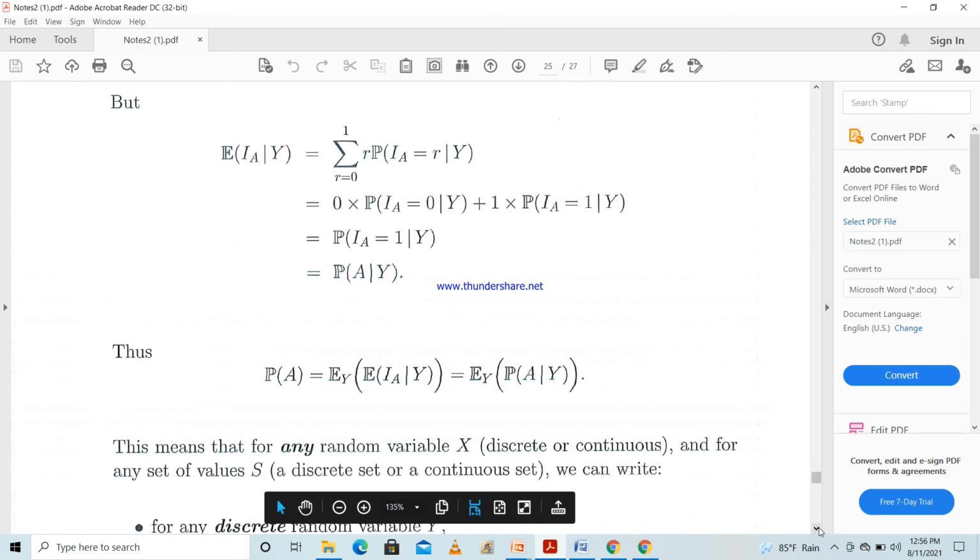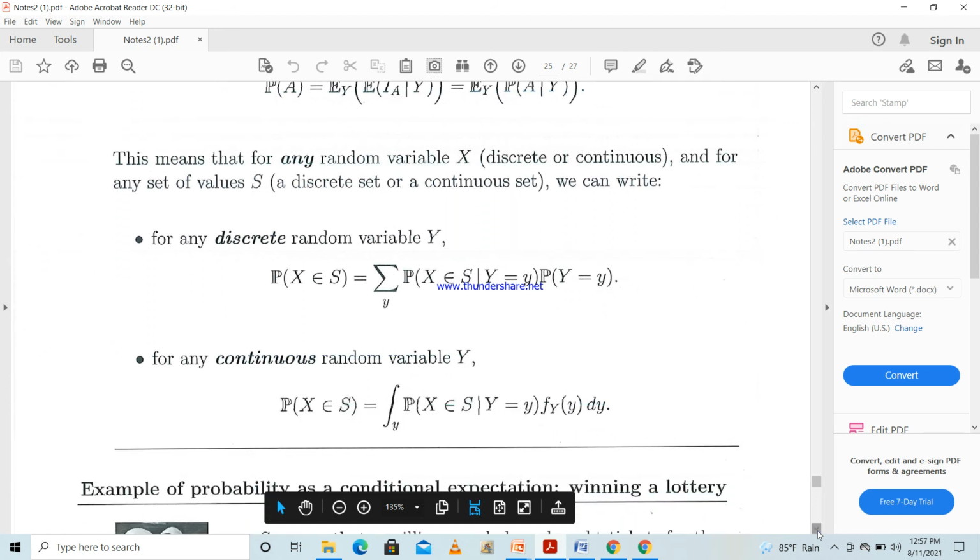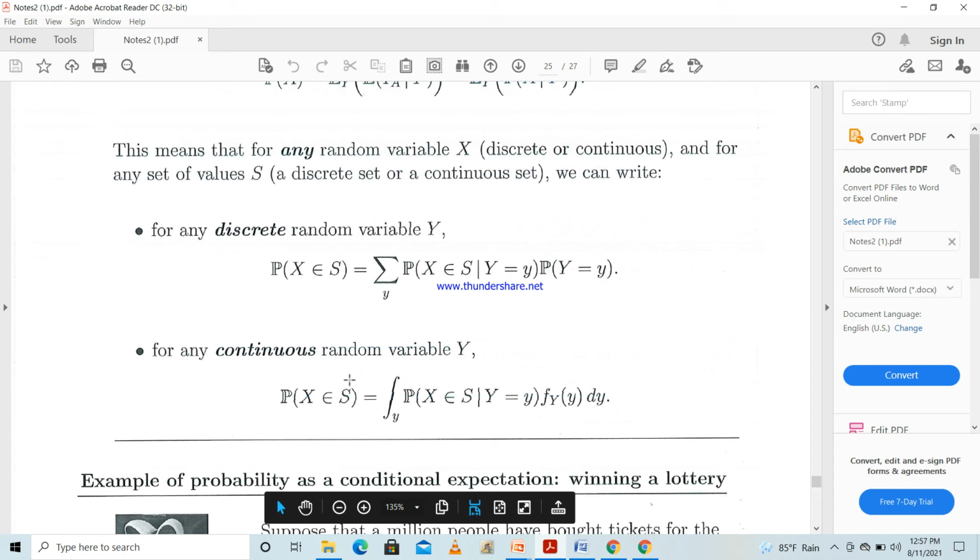So for any random variable, whether it's discrete or continuous, and for any set of values, whether it's a discrete set or a continuous set, you can write this equation. For a discrete random variable X and any set of values S, the probability of this event you can write as this conditional probability, and the same thing you can use for the continuous case.